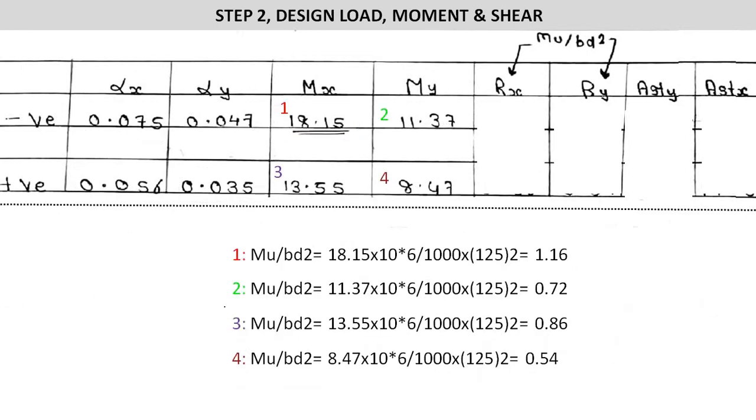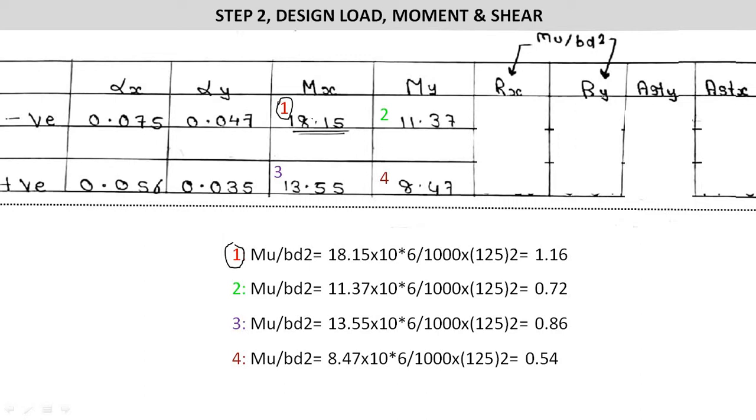So after finding Mx and My, we have to calculate the Rx and Ry values. So what does R mean? R means Mu upon bd square. So here, how will we calculate Mu upon bd square? First for value 1, which has been shown in red number 1, here it is red number 1. So we'll do Mu upon bd square.